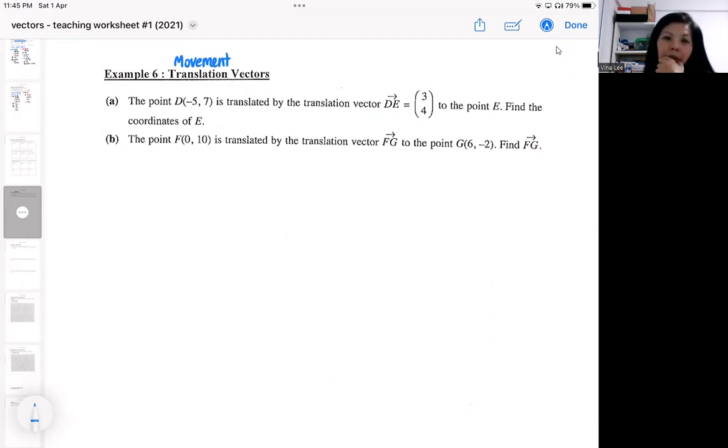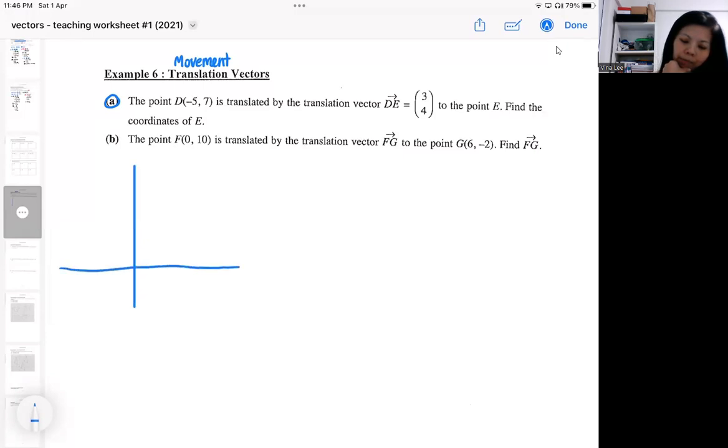Okay, so for example, here, I'm going to show you a visual idea first. I'm going to show the visual idea in terms of the coordinates. Okay, I'll try my best to draw properly. So I'm going to start off with this coordinate. This coordinate is somewhere like this. So this is the point D. So point D is translated. Translated is like it's being moved by this vector to the point E.